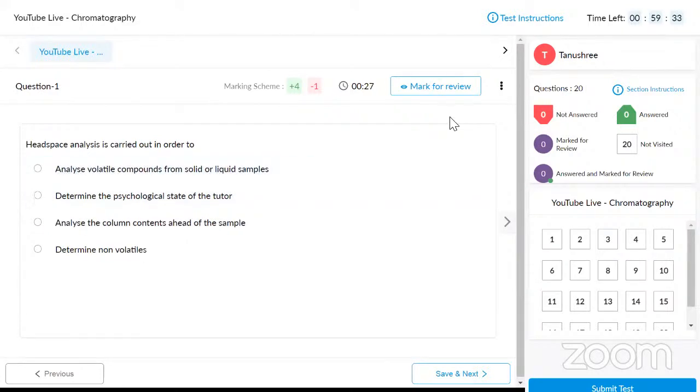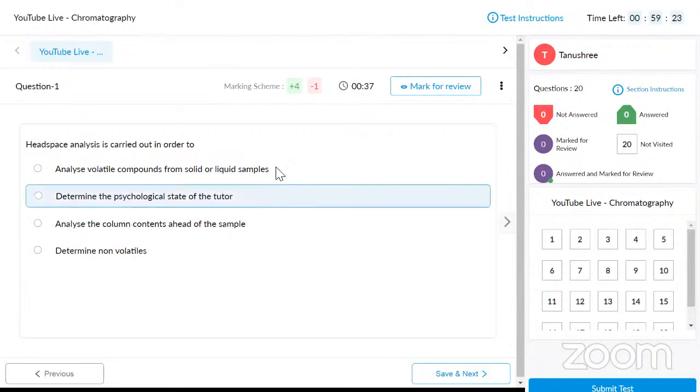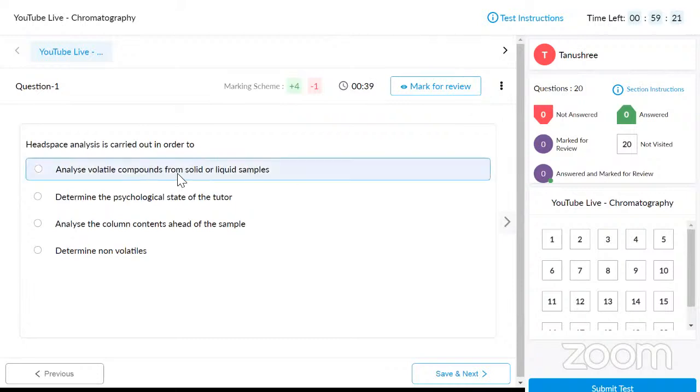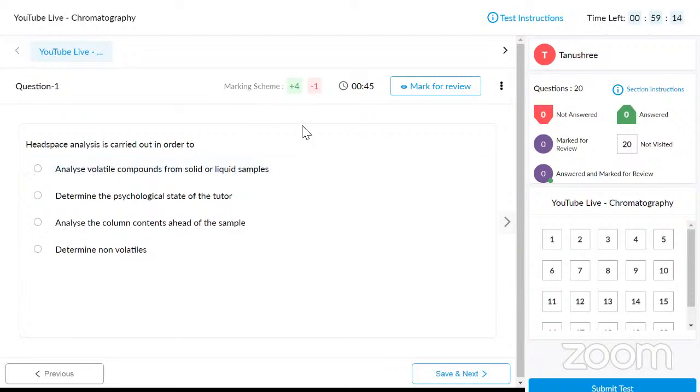Okay, so let us begin with our test today regarding the topic of chromatography. So we will attempt each question and try to understand how we will be attempting the answers, which possible options are close to the correct ones, and how to eliminate options and attempt the test. So our very first question is: headspace analysis is carried out in order to, option A, analyze volatile compounds from solid or liquid samples.